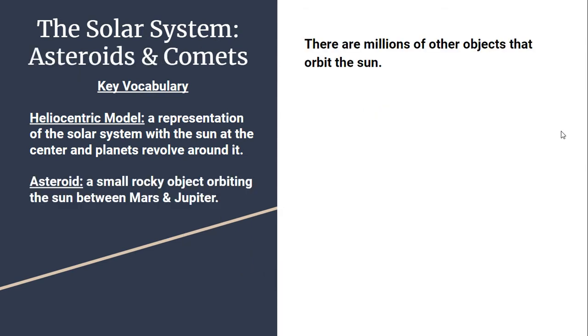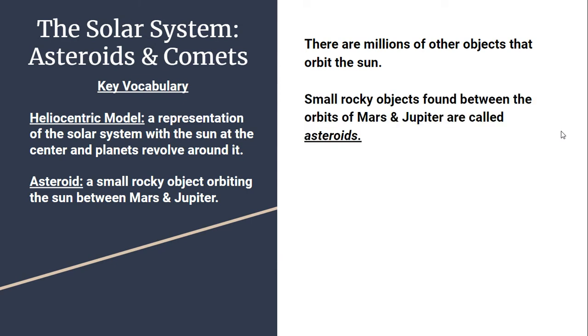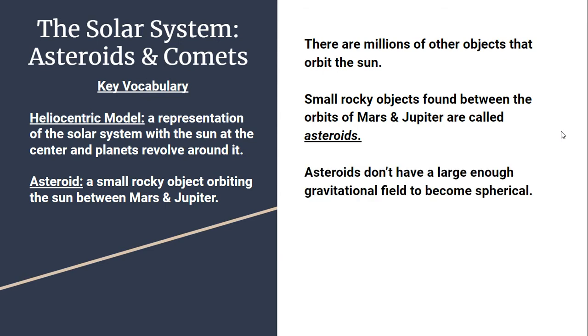Besides planets and dwarf planets, there are also lots of other objects that orbit the sun. Ones that are rather small and rocky are called asteroids, and these are found in between the orbits of Mars and Jupiter. These asteroids generally aren't large enough to have a gravitational field that creates their spherical shape. Some are, but generally speaking, they are not.